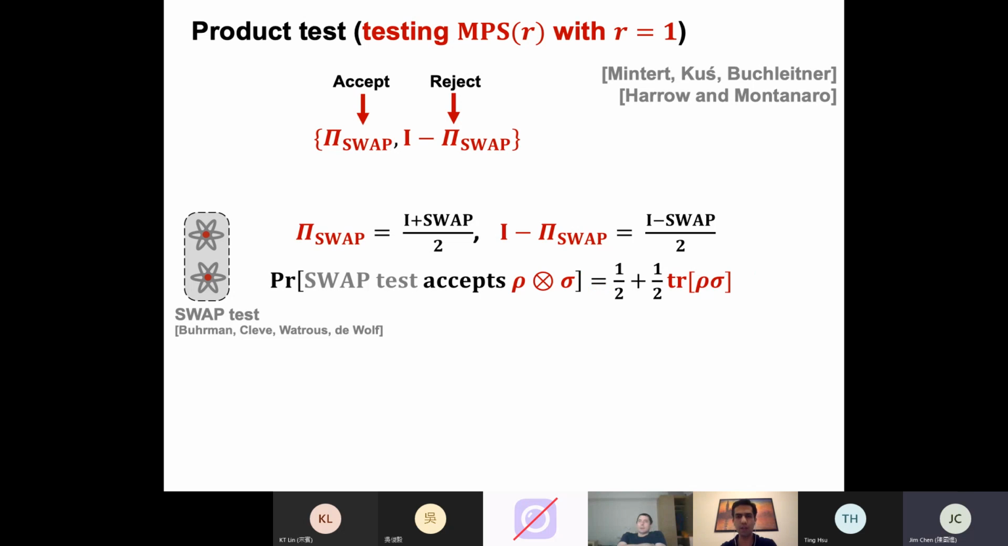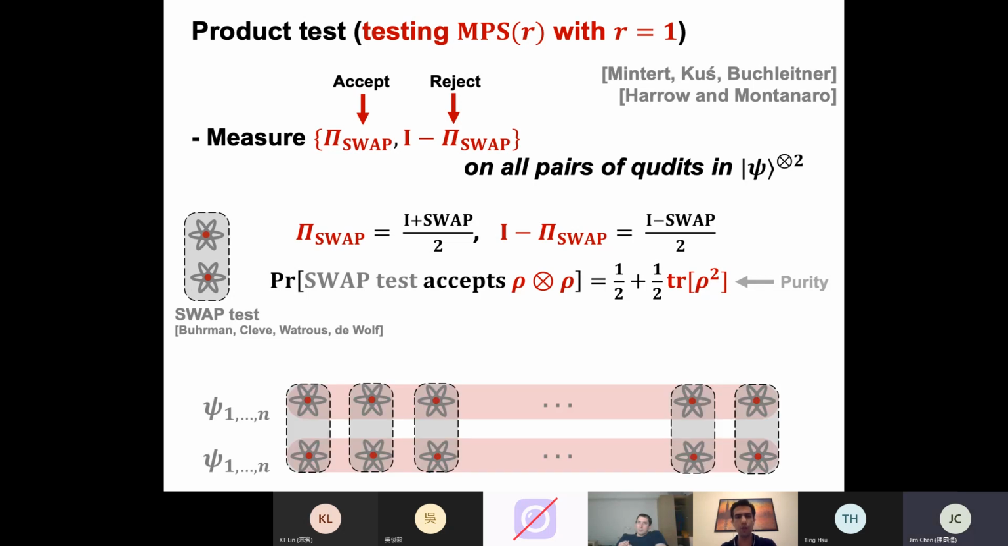And this can be generalized to when the inputs are mixed states as well. And as a special case, the acceptance probability, when both states are the same, relates to trace of rho squared, which is the purity of the input state. So that was all about the swap test.